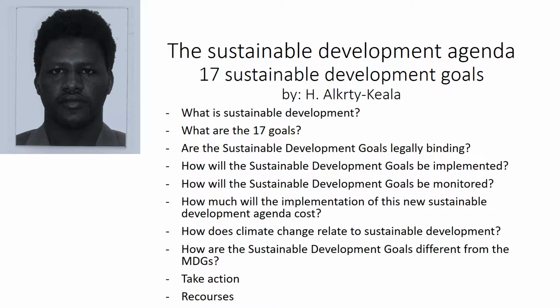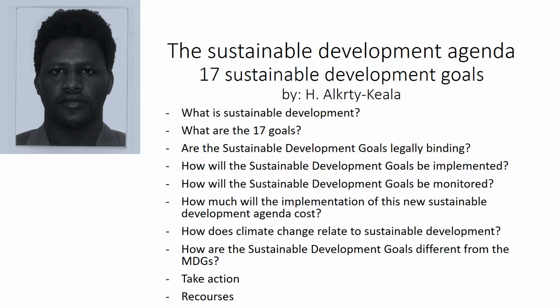Okay, the sixth point is going to be about how much the implementation of this new sustainable development agenda will cost. It is common sense that implementing these 17 sustainable development goals will involve financial cost. Therefore, the international community, the countries, have to contribute together to be able to achieve these 17 sustainable development goals.